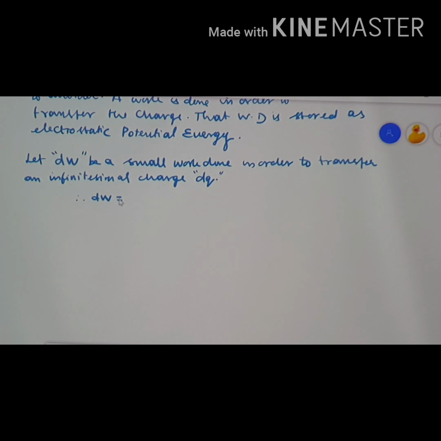So what is that work done? dW is equal to the potential multiplied by the charge transferred. The potential between the two plates is considered to be V. The amount of charge being transferred is dq. So the small work done dW is equal to V into dq, where I can write V is equal to Q divided by C, since C is equal to Q divided by V.